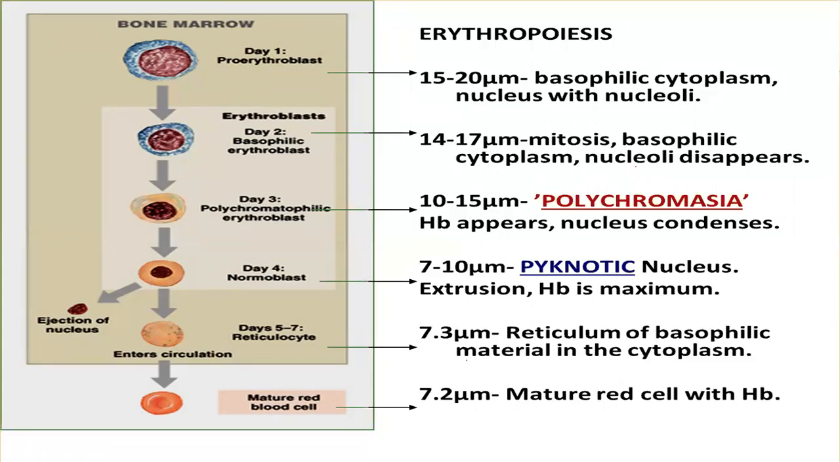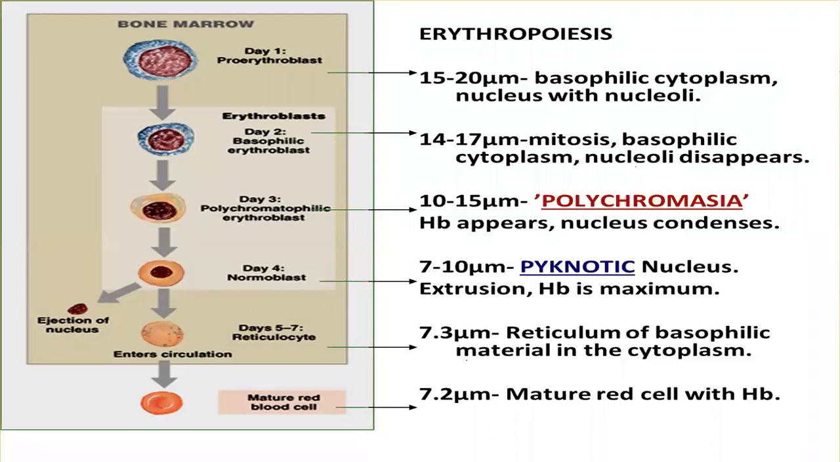Then at day four, you have the normoblasts. These normoblasts are the ones that now have a condensed nucleus, which is called the pyknotic nucleus. The pyknotic nucleus is the condensed nucleus because it's about to be ejected from the cell. So it will condense. Then hemoglobin is maximum here.